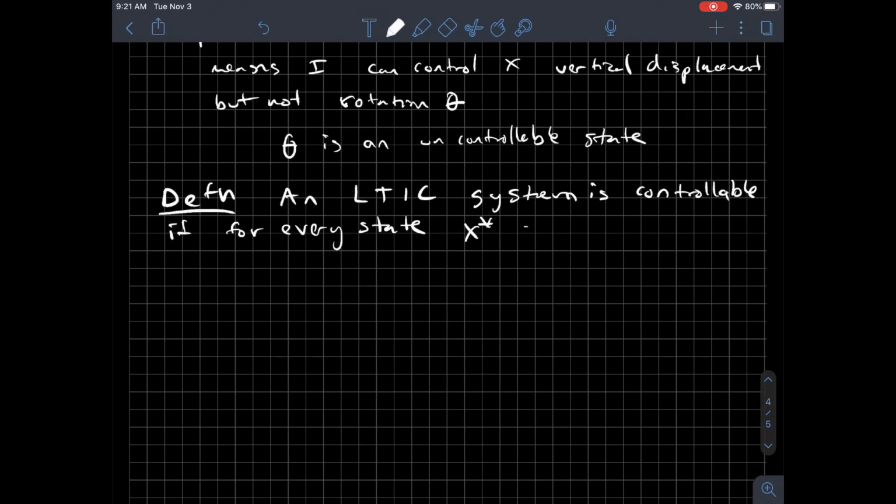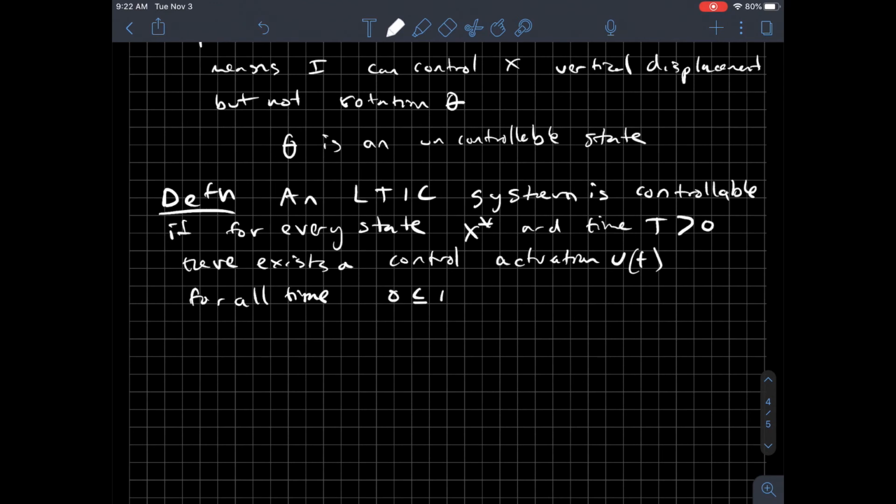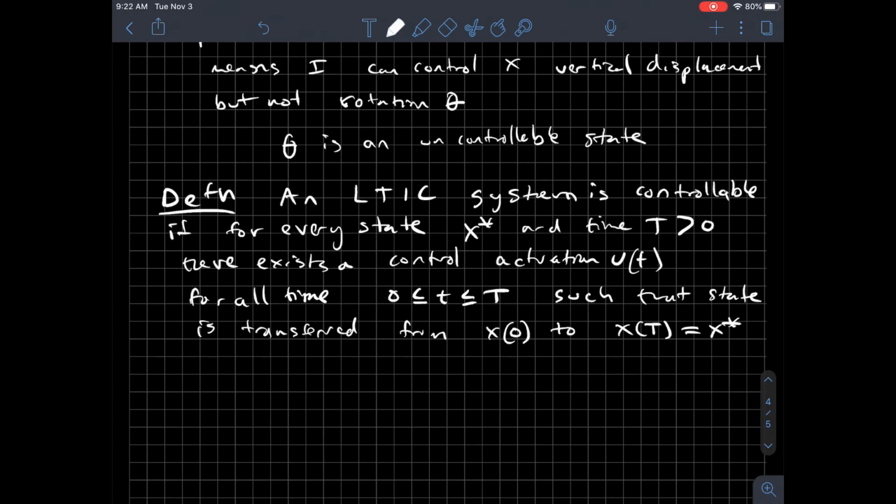x star and time big T greater than 0, there exists a control actuation u of t for all time between 0 and big T, such that the state is transferred from x of 0, the initial condition, to x at big T equal to x star.